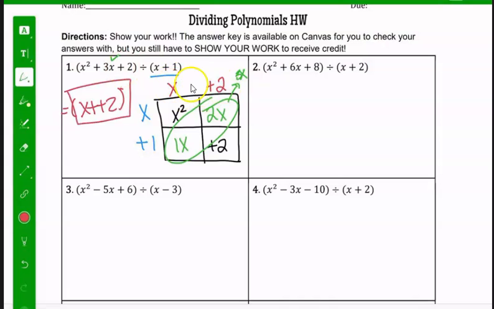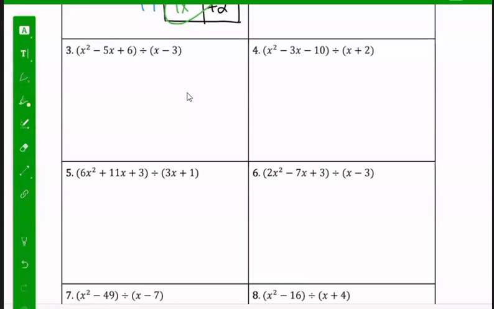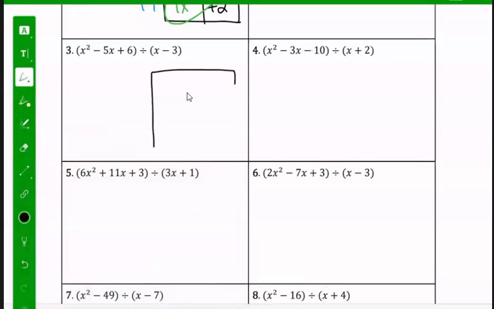Or whatever we figure out at the top. We're just finding our missing binomials. So now if I'm looking at example 3, well, we're going to solve it similarly. Our first step is going to be drawing that 2 by 2 box. And I would suggest drawing it large enough that you have enough space to write inside it.